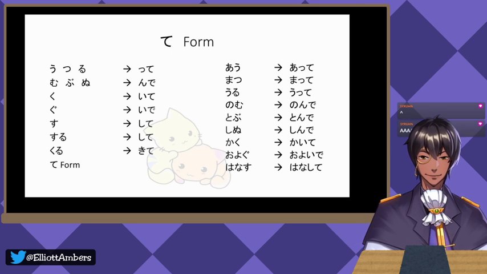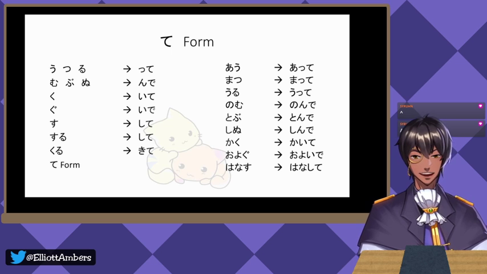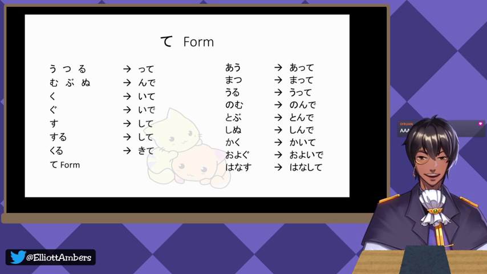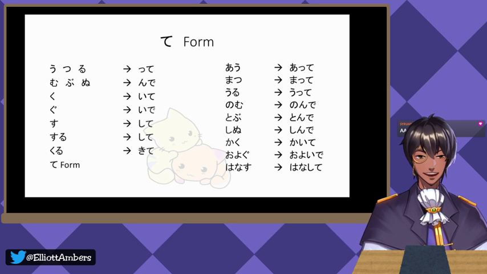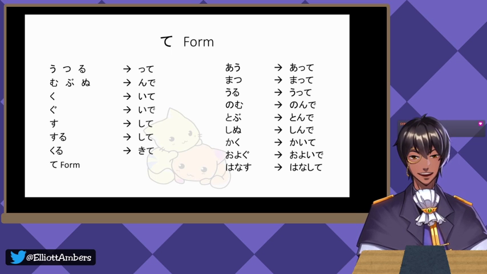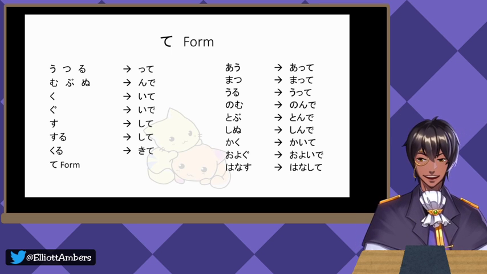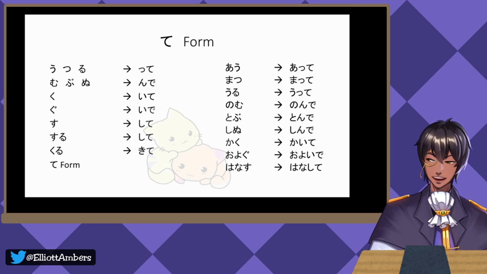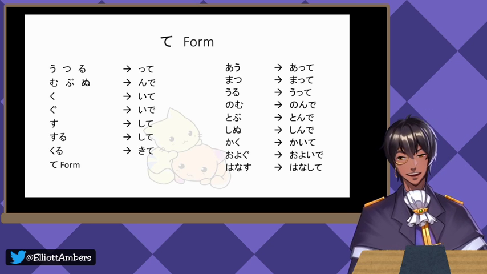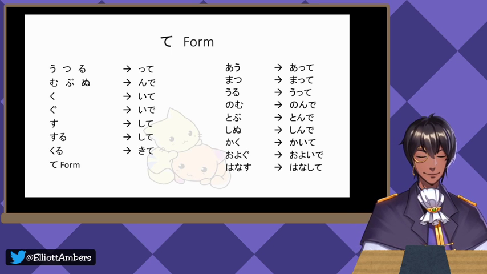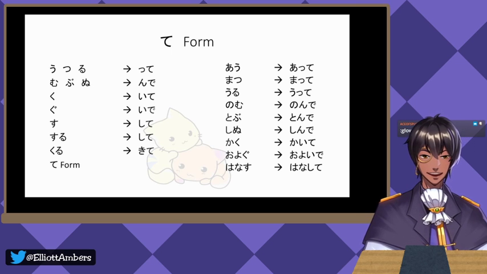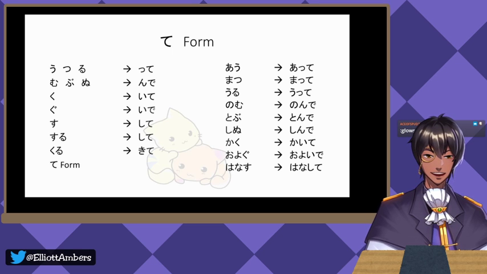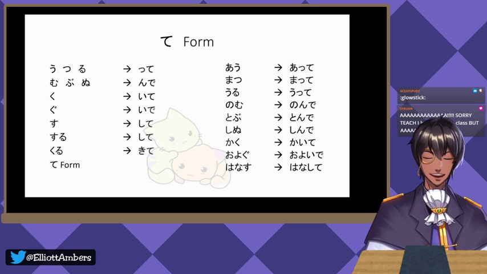Utsurute, mubununde, kuite guide, surushite, kurukite, te form. Te form. And the second verse: awatte, matsumatte, uru utte, nomu nonde, tobu tonde, shinu shinde, kaku kaite, oyogu oyoide.